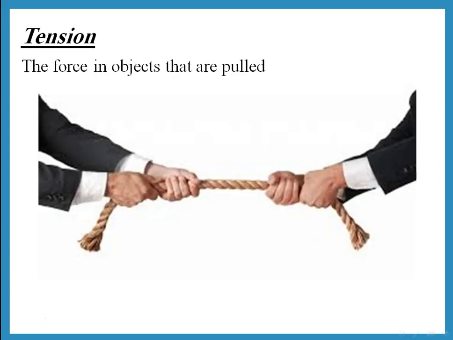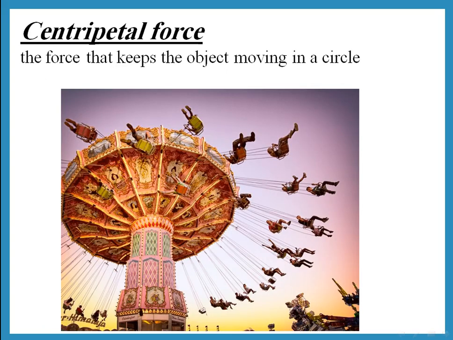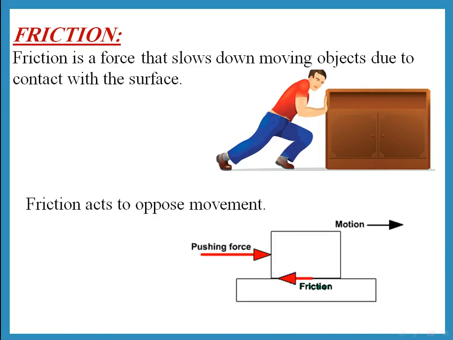Tension is the force in objects that are being pulled. So when we pull on a string, the string develops force of tension. Centripetal force is the force that keeps the object moving in a circle. So as we go round and round, the centripetal force tries to push everything out of the circle. So that is a centripetal force.